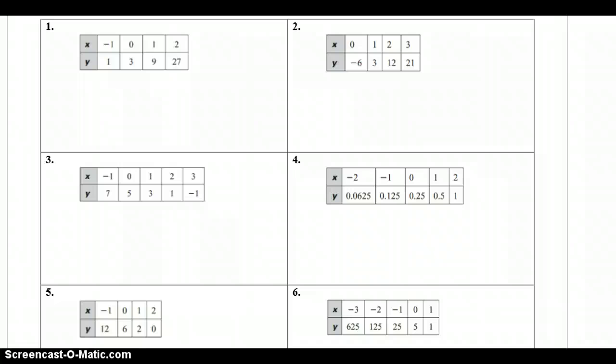Alright, so number 1, does it look like we're multiplying by the same thing every time, or adding or subtracting? What does it look like we're multiplying by? Times 3. Do we in fact multiply by 3 each time? Yes, we do. So what type of function does this have to be? Exponential. As simple as that.